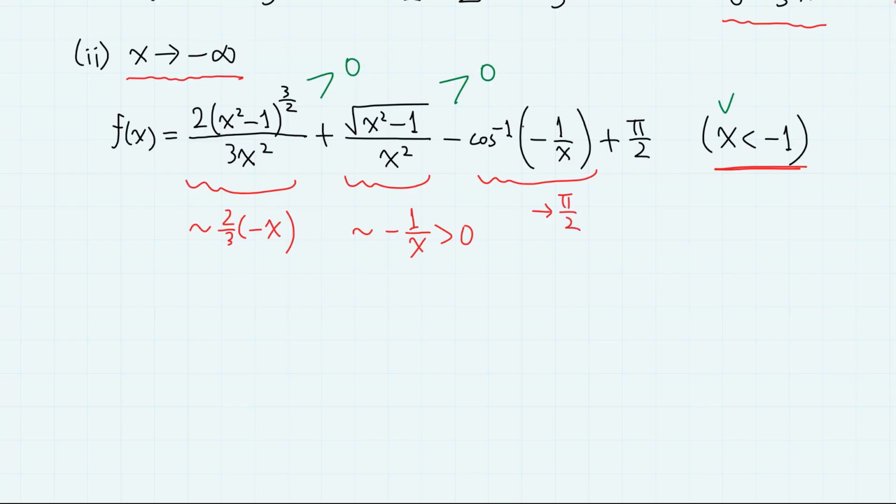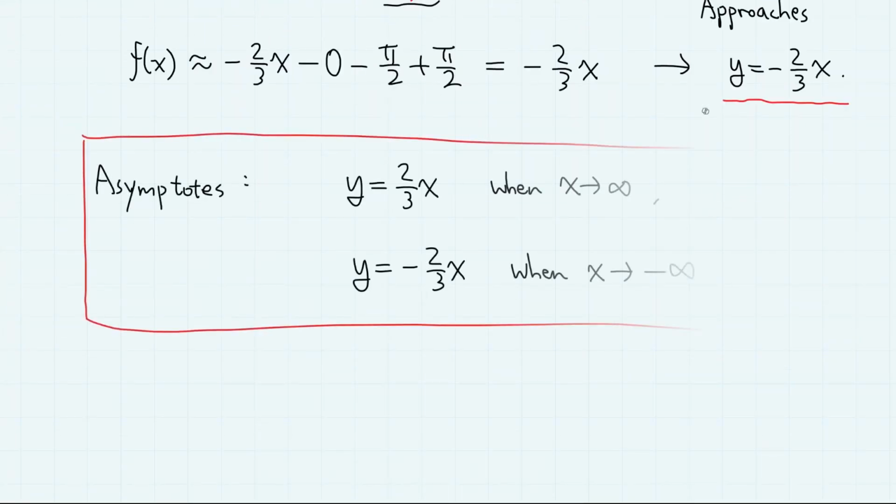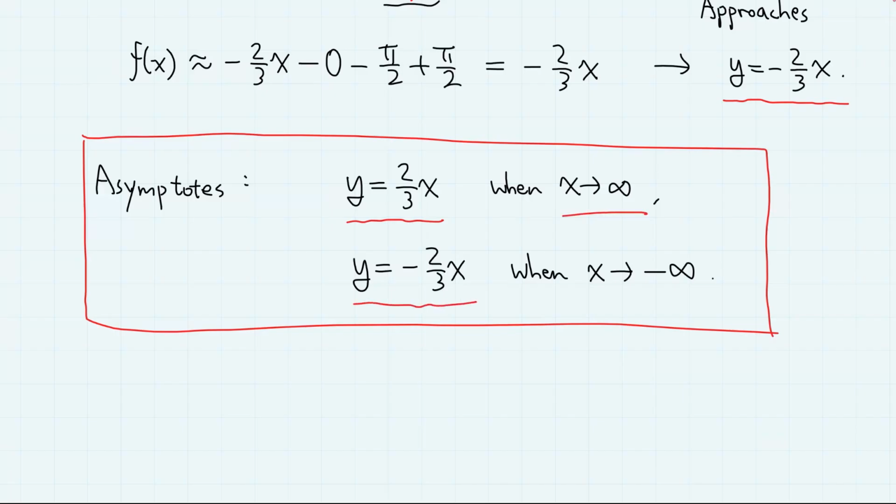pi over 2. So f of x is approximately minus 2 over 3x, and this term approaches 0, then minus pi over 2 plus pi over 2, hence minus 2 over 3x. That is, f of x approaches the line y equals minus 2 over 3x. Therefore, the asymptotes are y equals 2 over 3x when x goes to infinity, and y equals minus 2 over 3x when x goes to negative infinity.